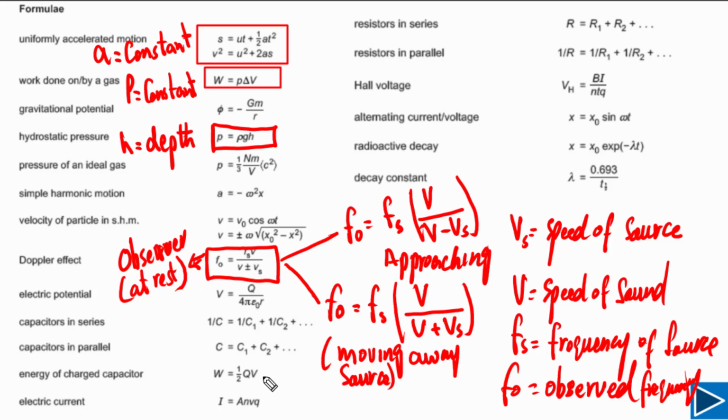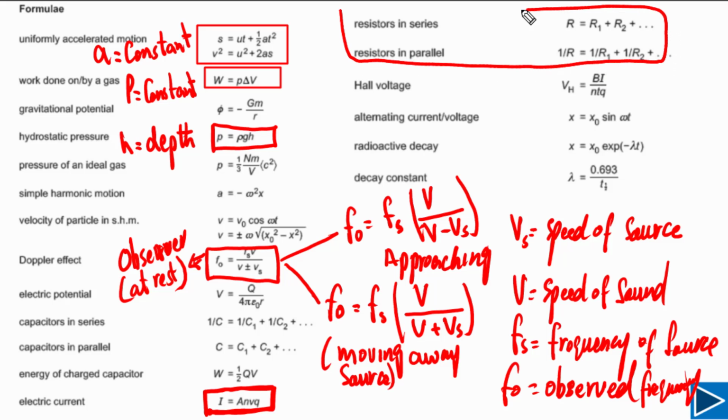Let's move on to the next one. The next important formula you need is electric current, I is equal to A N V Q. Very important one. Most of the time there will be one question about this, so you have to be very clear with this one. The next two, resistors in series and resistors in parallel, are very basic formulae, but they are also given to you and you need them for some calculations. And that's all. These are the formulae you need for the AS exam.